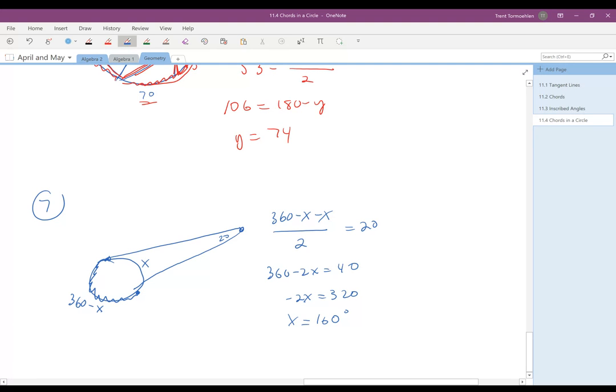So what part of the Earth can you see? Well, it's an arc of 160 degrees is how much the satellite can see.